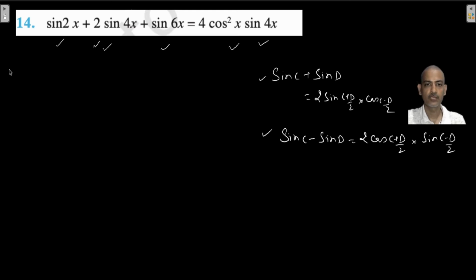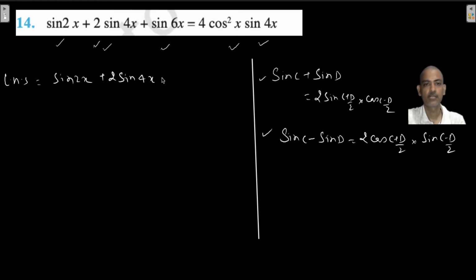Alright, so now let's start with the exercise, and let's start with this problem first. I'm just putting a line over here so that we can separate it out. So let me take my left hand side. My left hand side is having sin 2x plus 2 sin 4x plus sin 6x. Now as I said, there is a 2 hanging in over here. So we'll just keep it aside and then try to work with something which is already there.